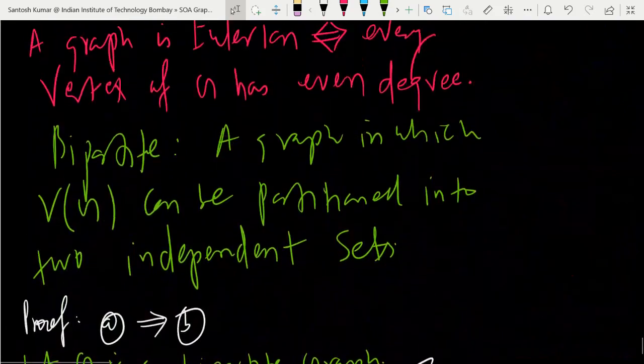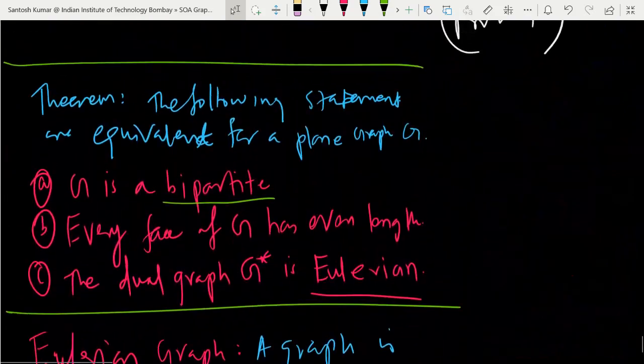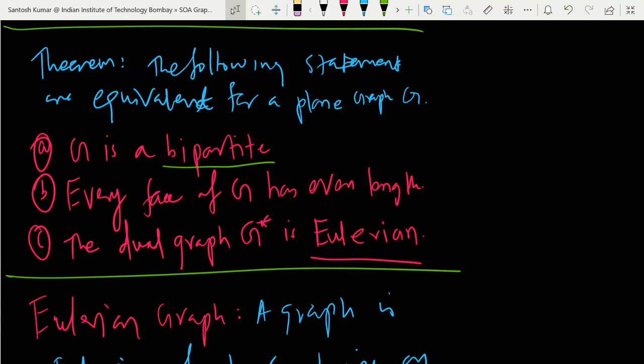Now we'll come to B to A. So we started with A, we took a bipartite graph, and we proved that a bipartite graph always contains even cycles, and an even cycle will have even length. The closed walk bounding a face will always have even length. Now we have to go from B to A, so we'll start with B and prove statement A.